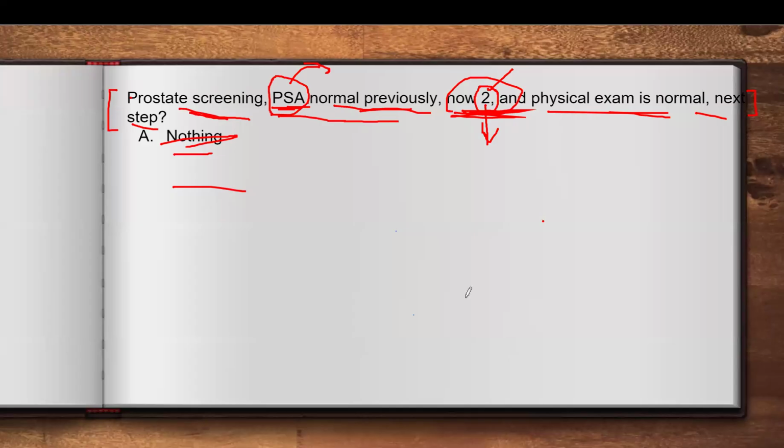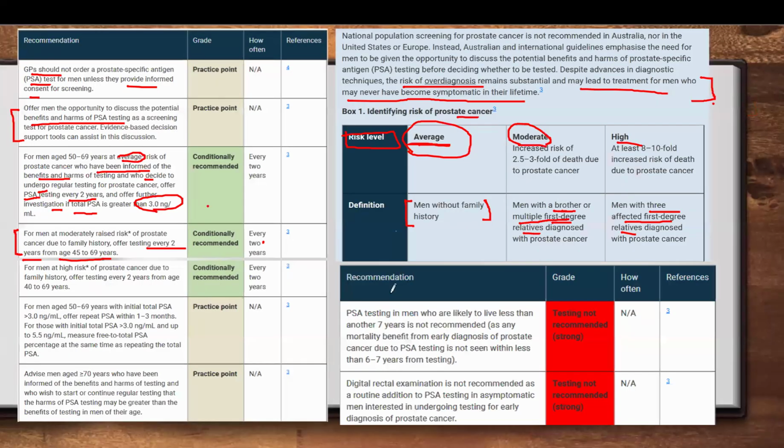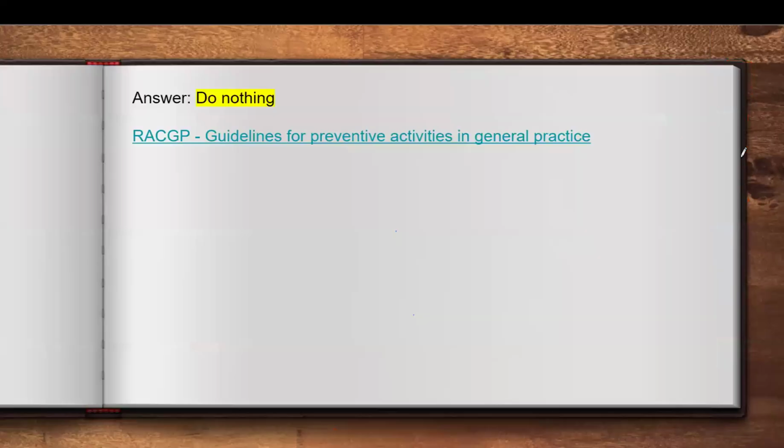DRE is not used for screening purposes. Usually, it's just the PSA that is used for screening. DRE you can do if there are symptoms. If the patient is having symptoms and we are suspecting BPH or prostate cancer or any prostate abnormality, then we will be doing the PSA and the DRE. It's written over here: DRE is not recommended as a routine addition to PSA testing in asymptomatic men. So you can see, any kind of question that comes, the Red Book is able to answer it. It is important to read these guidelines.